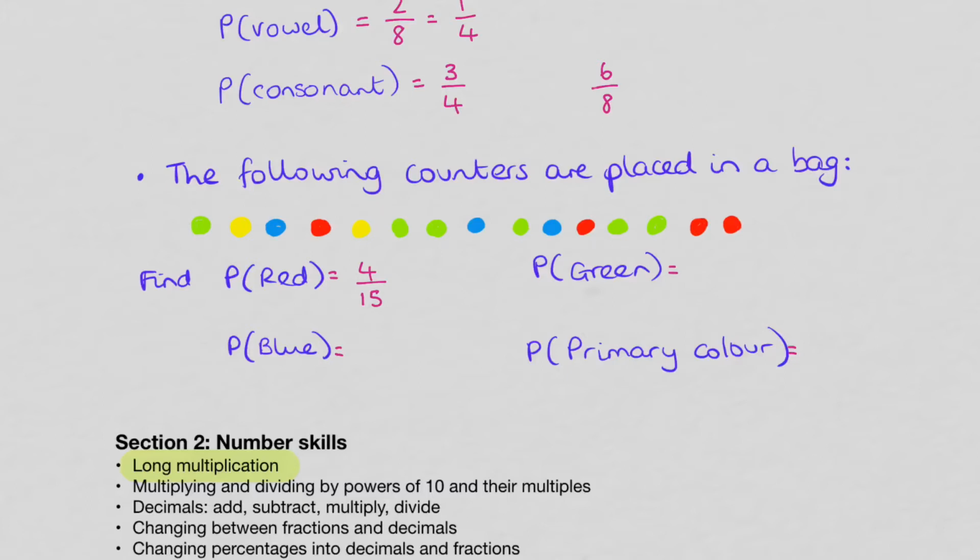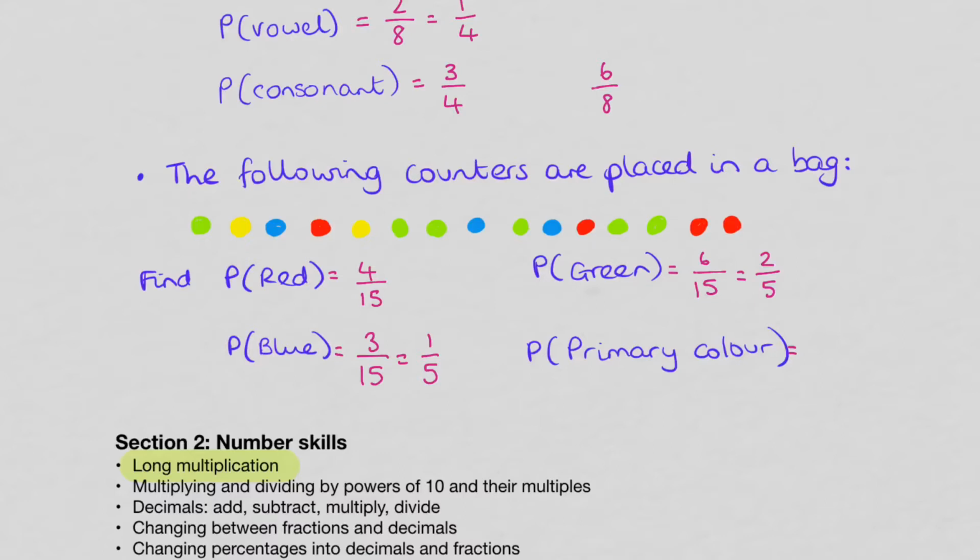Okay, do blue next. If you look, we've got still 15 counters. 3 of them are blue. 3/15 does simplify because 3 and 15 are both in the same times table. So that'll give us 1/5. Then green, we've got 1, 2, 3, 4, 5, 6 green. So 6/15 is the probability of picking a green counter at random, but they're both in the 3 times table. So that's the same as 2/5 when we simplify it.